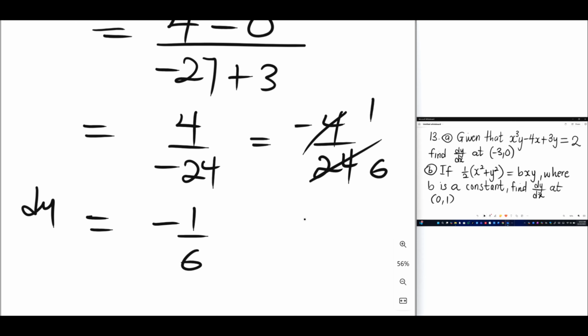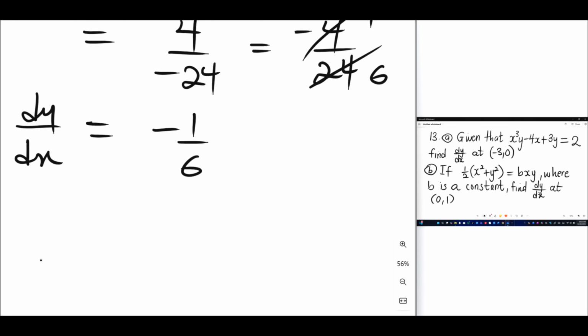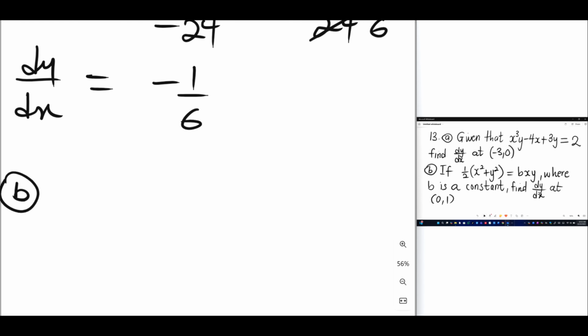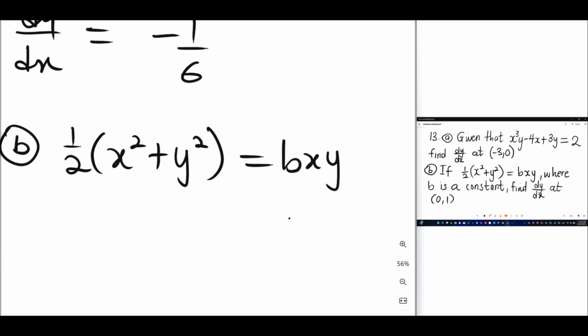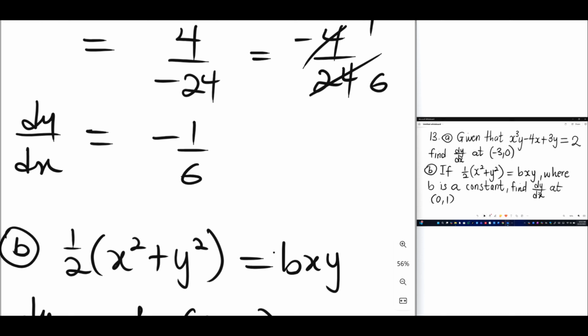So this is the value of dy dx at the point with x coordinate of negative 3 and y coordinate of 0. All right, let us now look at the b part of the question, which says: if half of x squared plus y squared equals bxy, where b is a constant, we are to find dy dx at a point with x coordinate of 0 and y coordinate of 1.